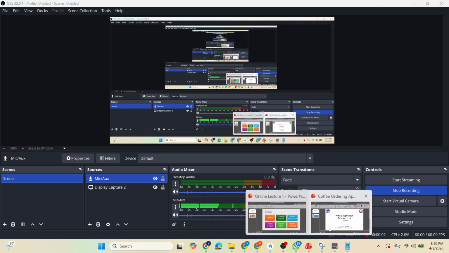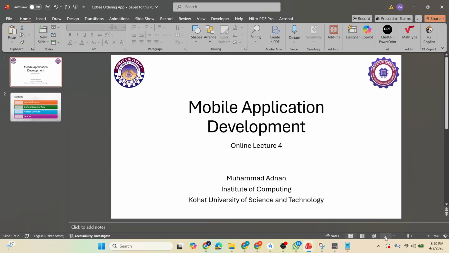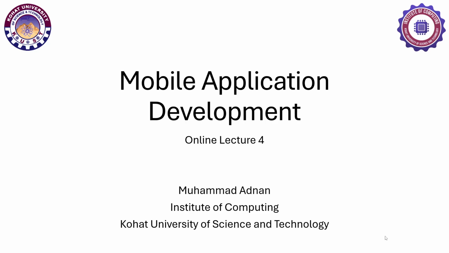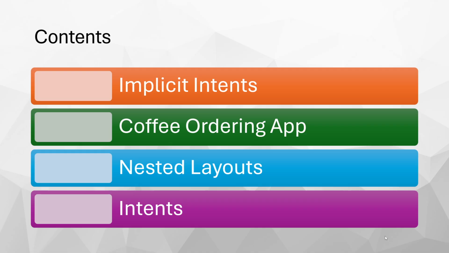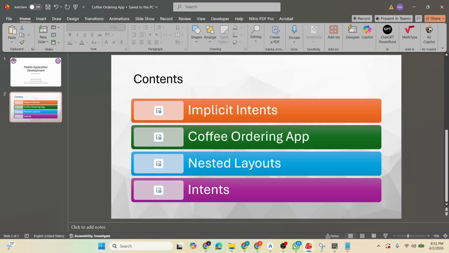Hello and welcome again. Today is the fourth online lecture on the mobile application development course, and today we are going to discuss coffee ordering apps. In particular, we are going to discuss what implicit intents are. We are also going to discuss nested layouts, and particularly what intents are and how they can be very beneficial in creating attractive and powerful apps. So with that, let us go to Android Studio.